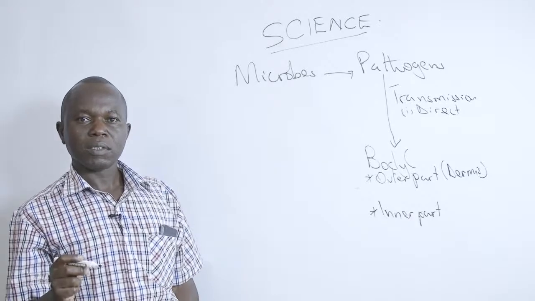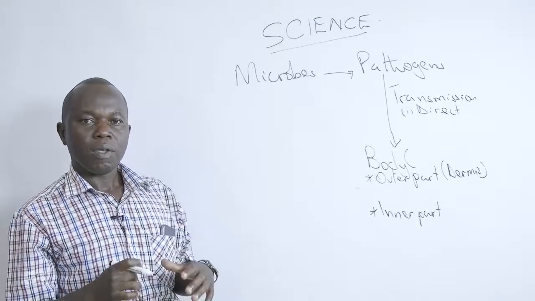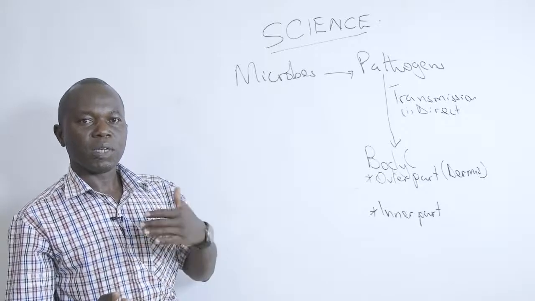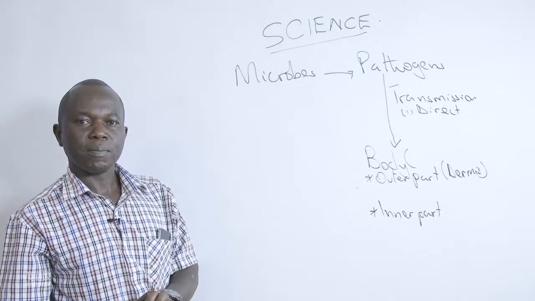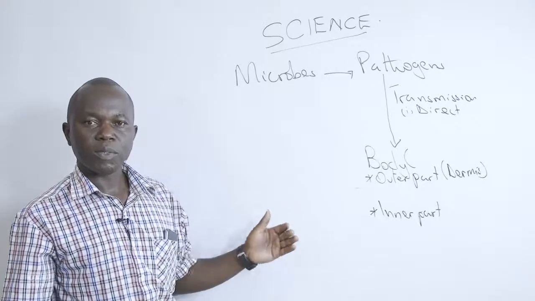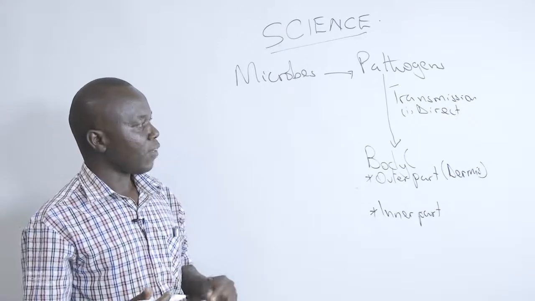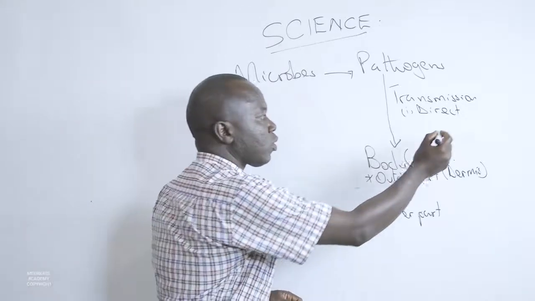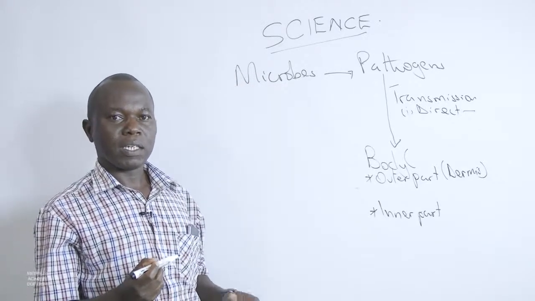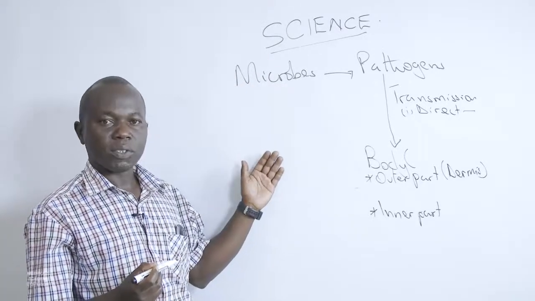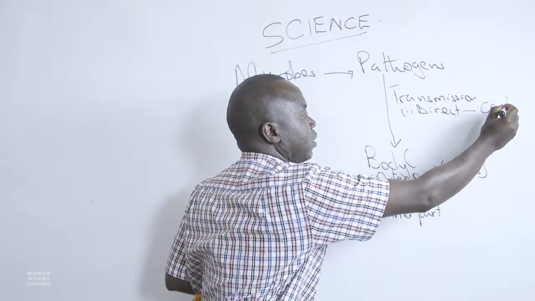And in this case, direct transmission means if, for instance, you touch somebody or you get into contact with somebody who is suffering from a disease, you are able to get that disease. Very common is Ebola, a very contagious disease. So those diseases that are transmitted directly through contact, we call them contagious diseases.